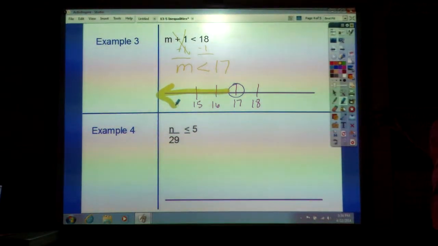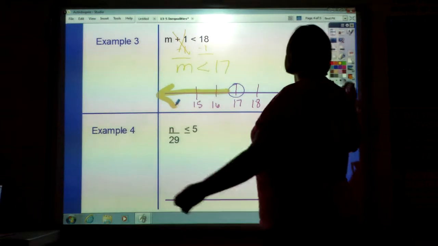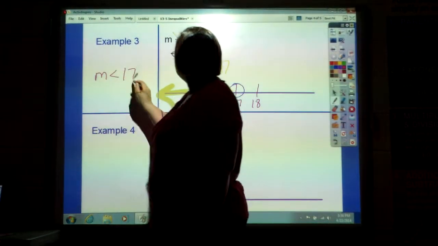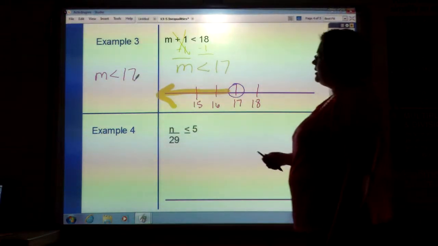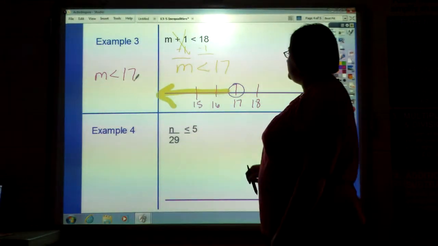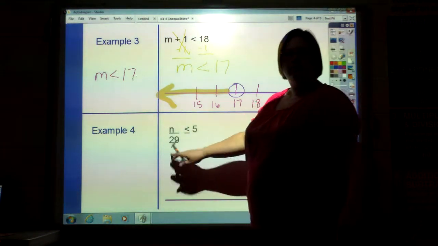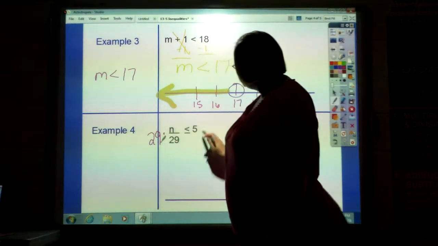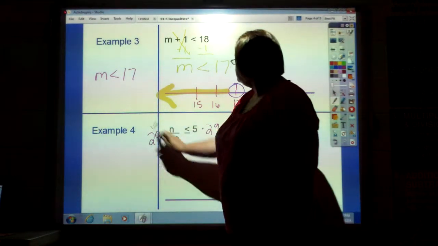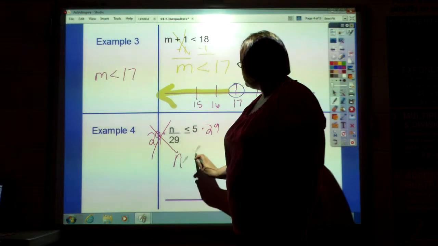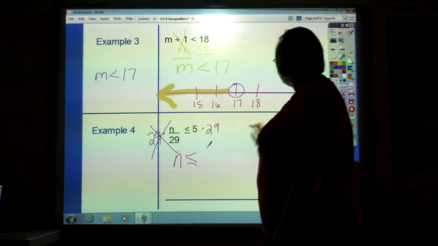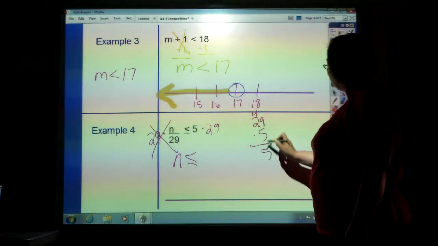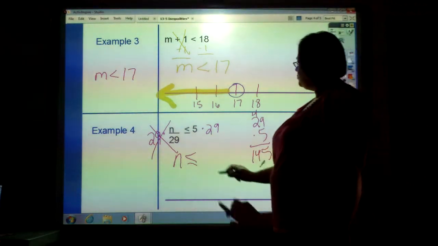Then we have example 4. M divided by 29 is less than or equal to 5. We have a division problem here. We want to do the opposite, which is multiplication. You're left with n is less than or equal to 29 times 5. 145.